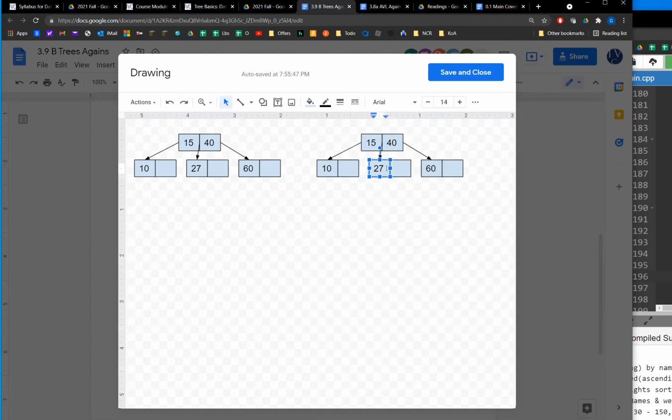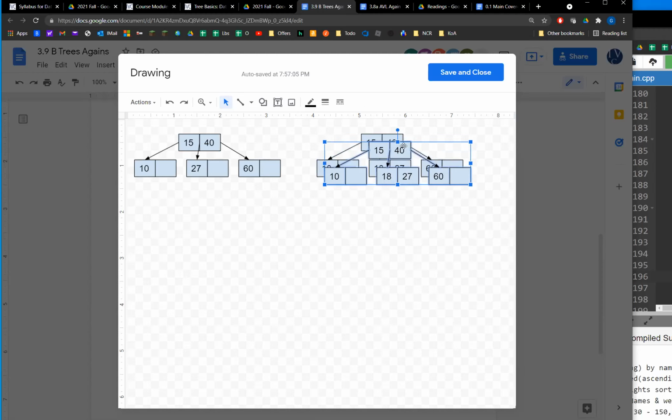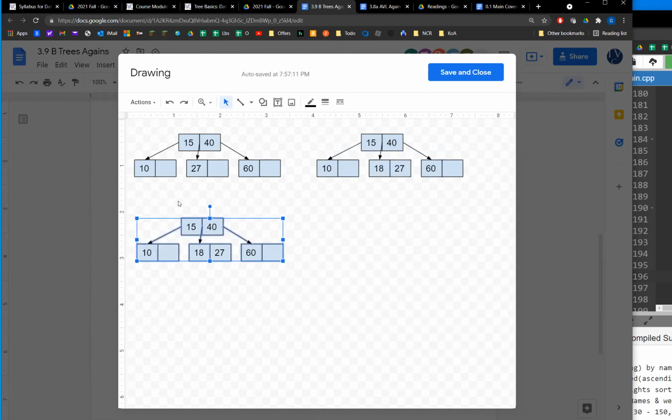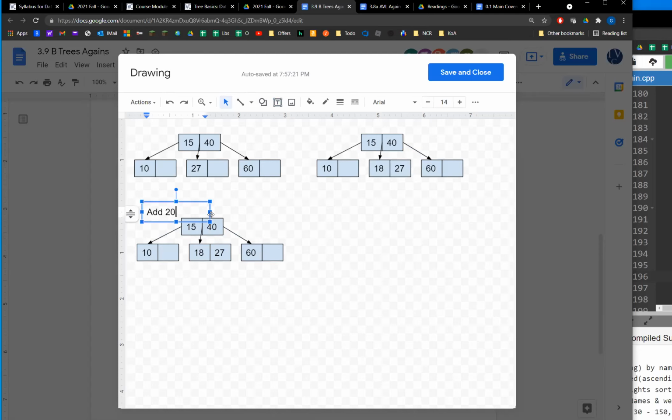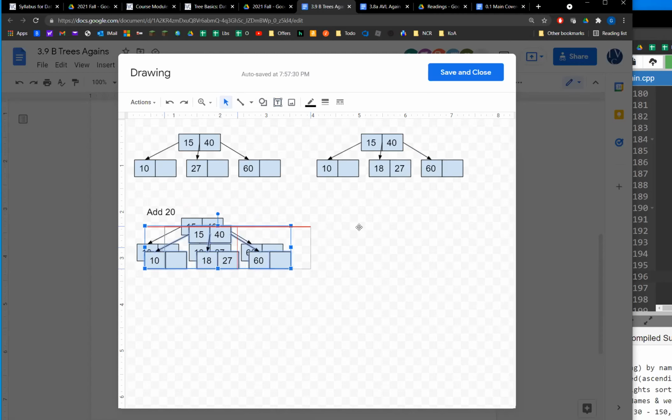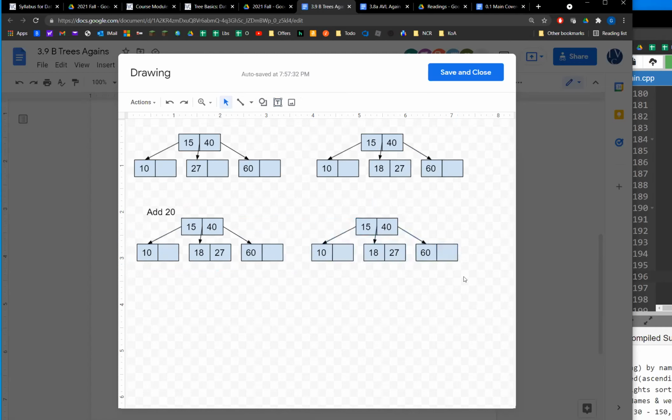And then 16 to 26 would cause 27 to slide over. And so if we go ahead and add 18, that pushes 27 over. And no structural change for that addition. Now if we add any value in that range, say 20, we'll overflow our 18 leaf, and we'll have to go ahead and cause some splitting to go on here.